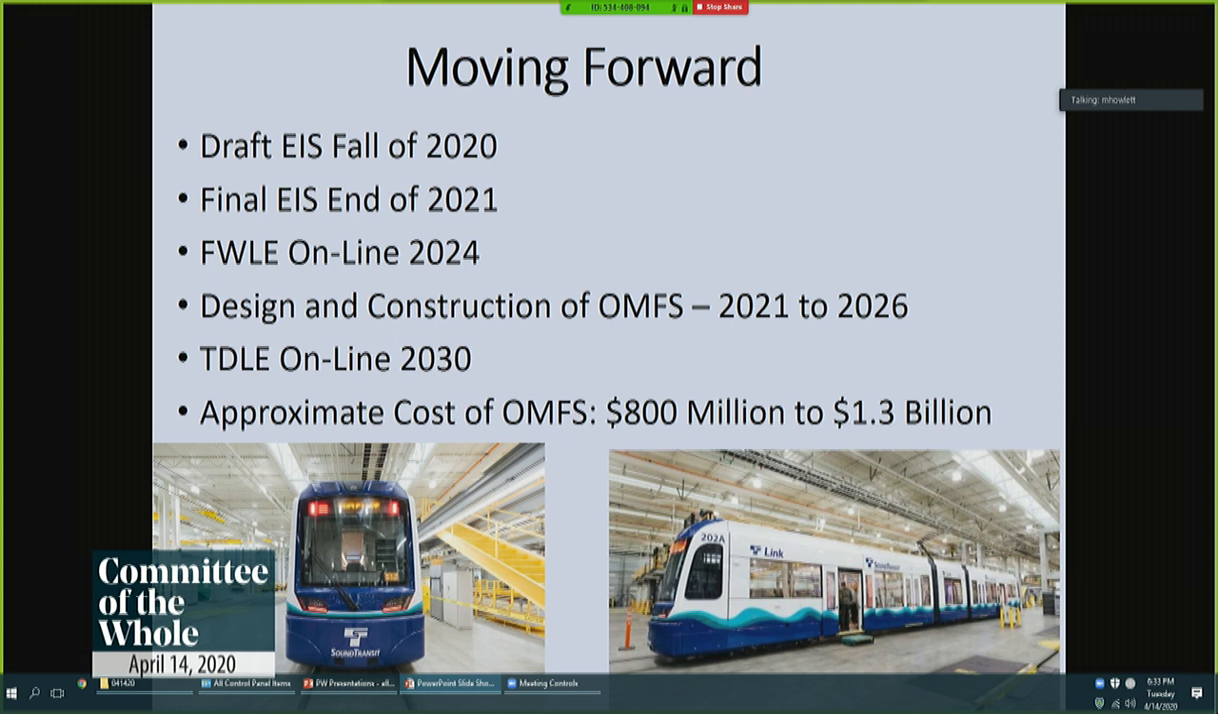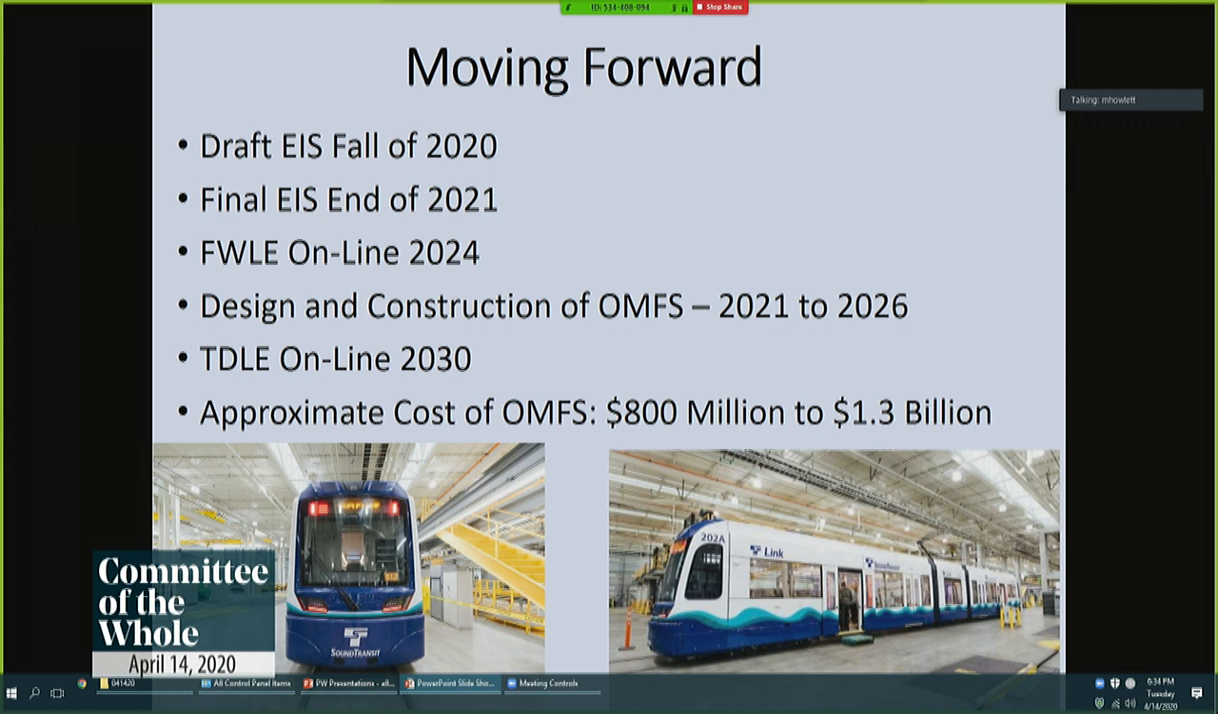And then the Federal Way Link extension plans on being online in 2024. The design and construction of the operation maintenance facility will start in 2021 and end in 2026. You'll see there's a 2-year gap between the completion of the Federal Way Link extension and the completion of the operation and maintenance facility. During those 2 years, the trains that run on this line will go up to that Seattle photo you saw earlier to be serviced. And then again, you can see the Tacoma Dome Link extension is scheduled to come online in 2030.